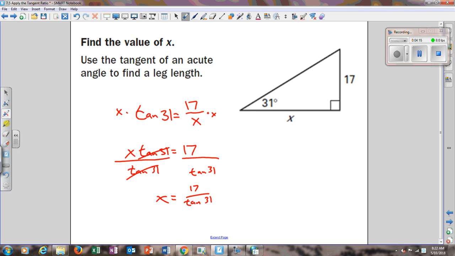Now there is a tangent button on your calculators. And so you're just going to push 17 divided by, before we do that, go into mode and make sure it's in degree mode. So the third one down is going to be degree. Okay, then you do 17 divided by tan 31, which gives you 28.2927, and so on. But the only thing that's important is you can round it off to 28.3. All right.